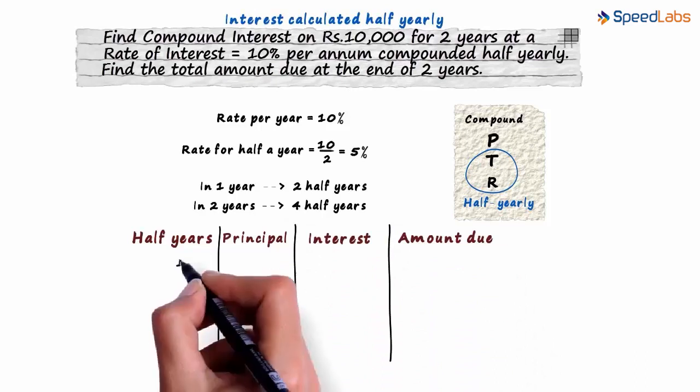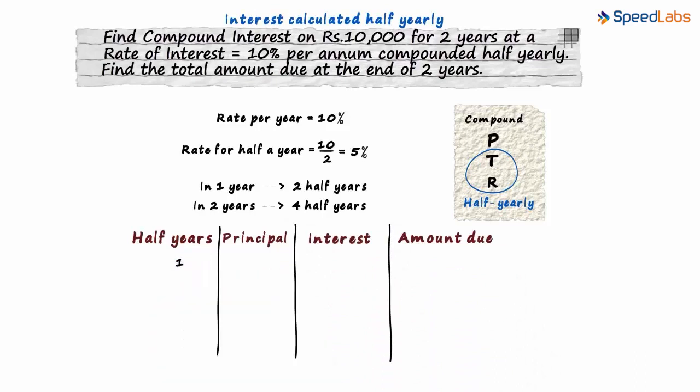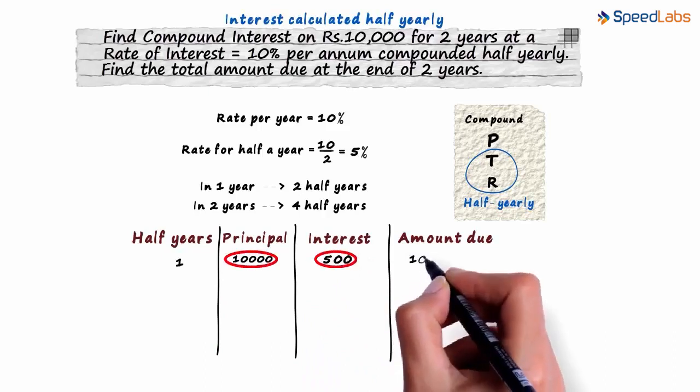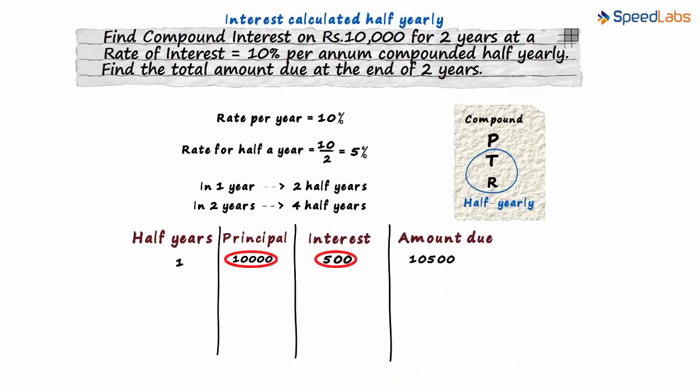Now we look at the first half year. The principal at the start of the first half year is 10,000 rupees. So a 5% interest would be 500 rupees. So the amount due at the end of 6 months will be this plus this, which equals 10,500. If we take our money out after 6 months, we will get 10,500 rupees.